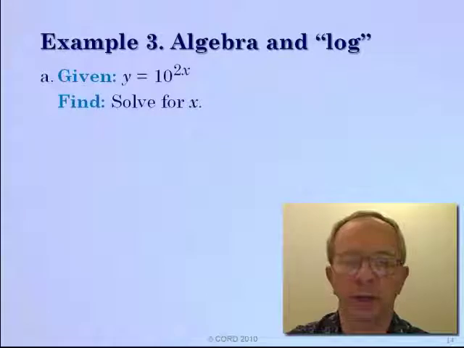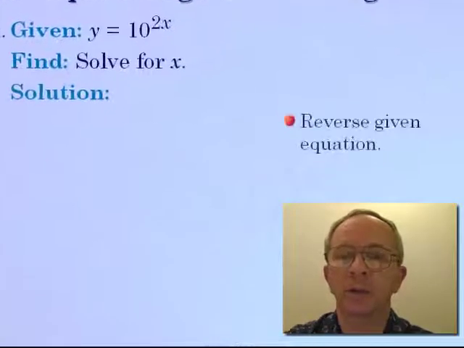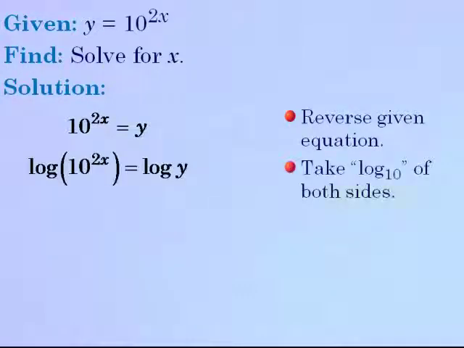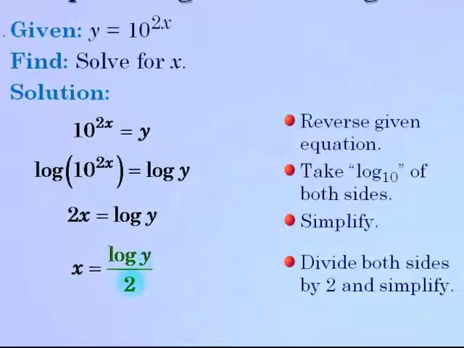Now let's look at example 3. Given that y is equal to 10 to the 2x power, let's solve for x. The solution to that is, first, let's reverse our given equation so that we'll have x on the left side. Then we'll take the log base 10 of both sides, just like we saw in the previous slide. Take log of this function, and it equals log of y. The exponent will come down from the base and give us 2x equals log of y. One more step. We'll have to divide both sides by 2, and x will equal log of y divided by 2.